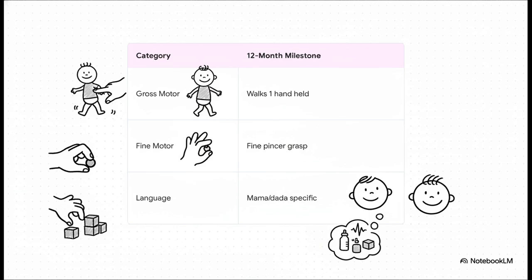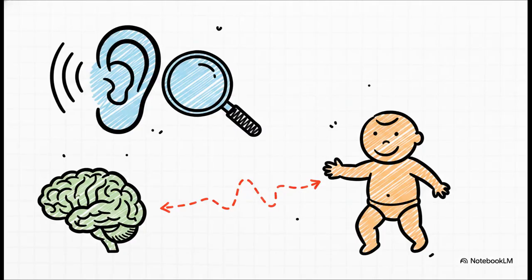Furthermore, their language needs to be specific. They should be saying mama or dada directly to the correct parent, alongside knowing maybe 1 to 3 actual words. So the crucial point here is strictly executing the right diagnostic workup. If an 18-month-old has totally normal motor skills but lacks a vocabulary, your very first thought must be hearing loss. You order a formal audiology evaluation immediately.